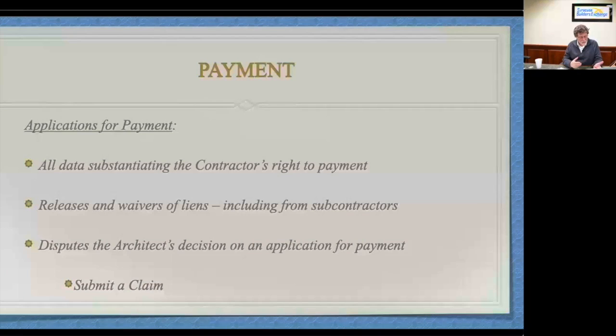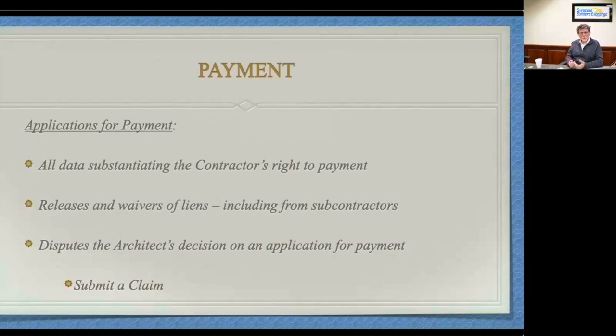Now, under the 2017 AIA document, the last two bullet points are important. If the contractor disputes the architect's decision on an application for payment, under the contract, the contractor must submit a claim. That wasn't there before. That's new to 2017. That's important. And if the payment mechanism in the AIA 201 is incorporated into your subcontract, then this could apply to you, subcontractor, supplier, as well.